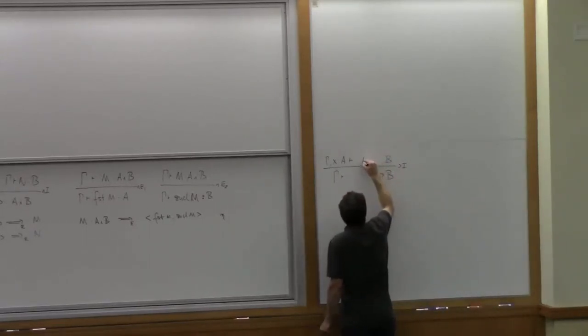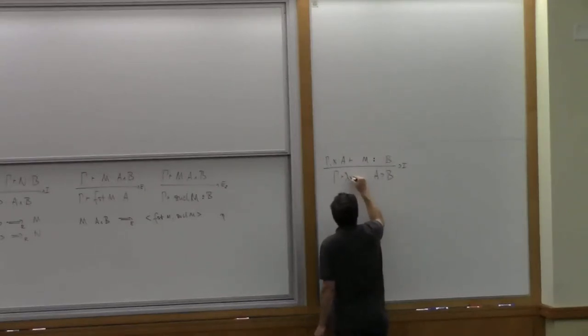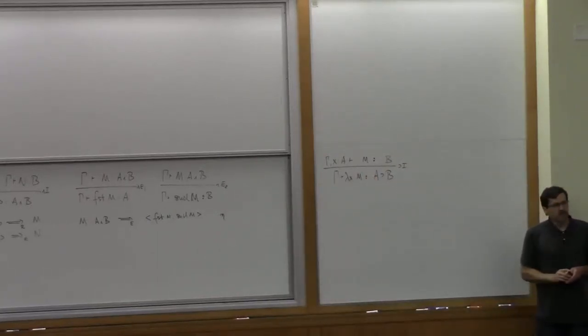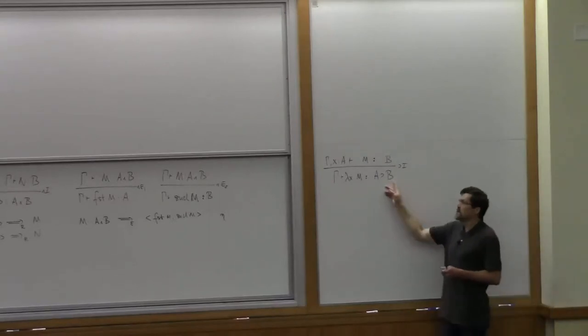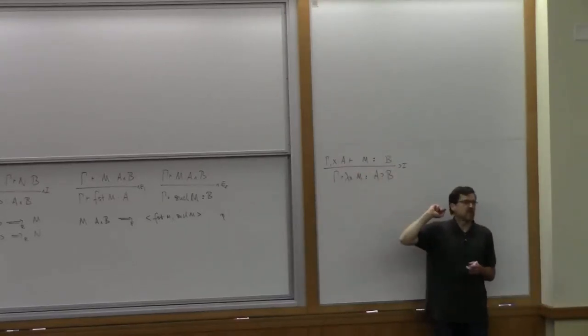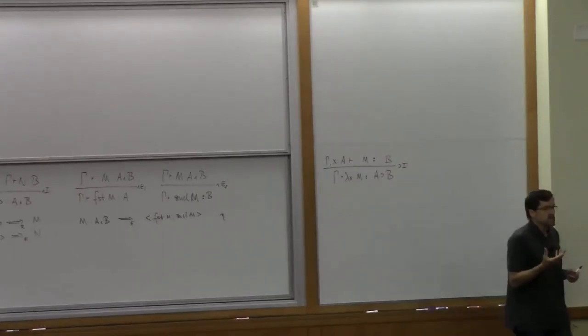So if M is a proof of B, then this is actually a function, lambda x dot M, is a proof of A implies B. Another way to think about this: a proof of an implication A to B is a function which, if you give it a proof of A, gives you back a proof of B. So that's the ordinary intuitionistic interpretation of implication.